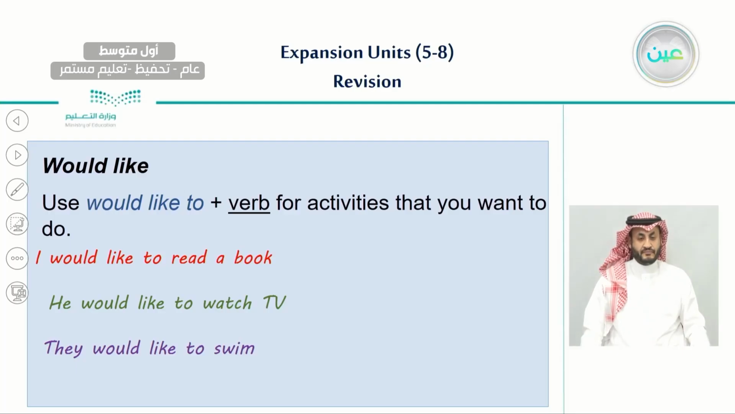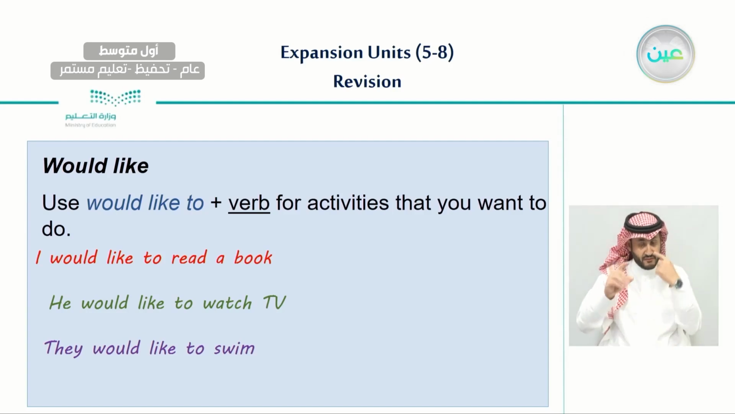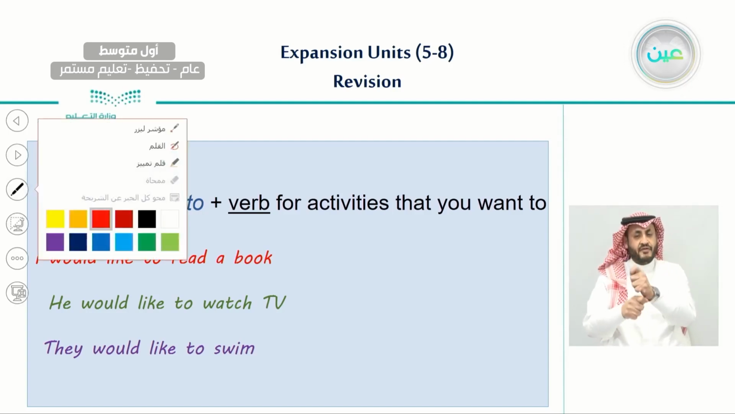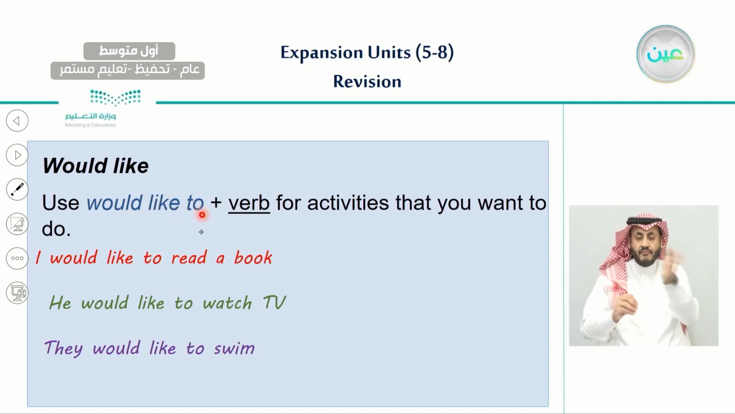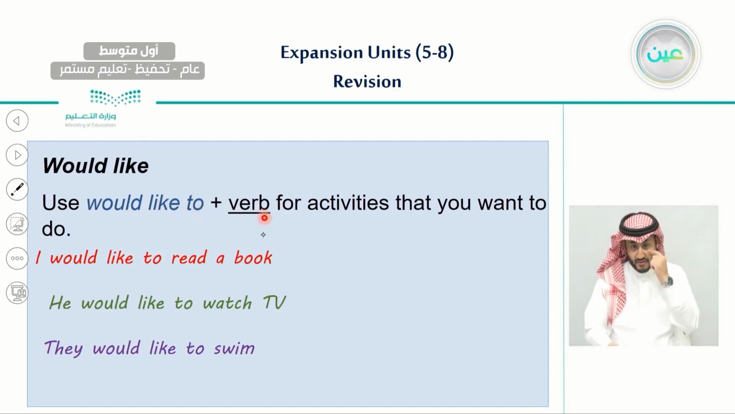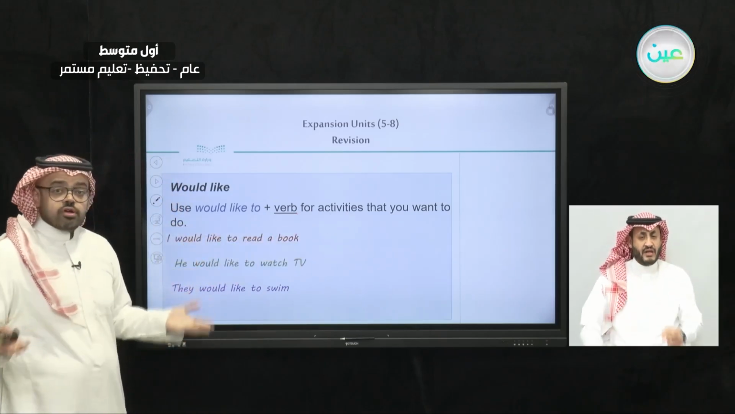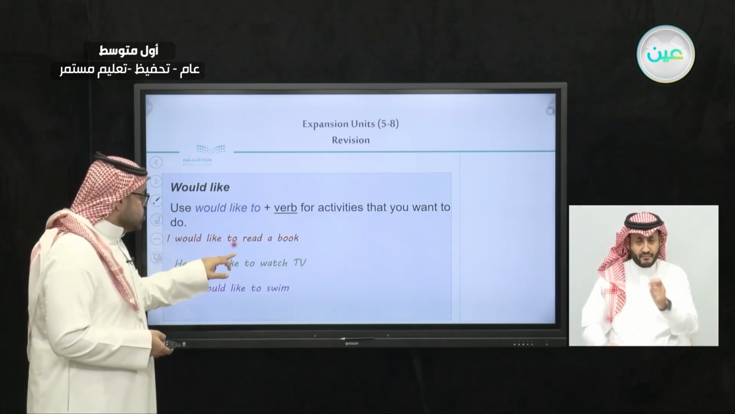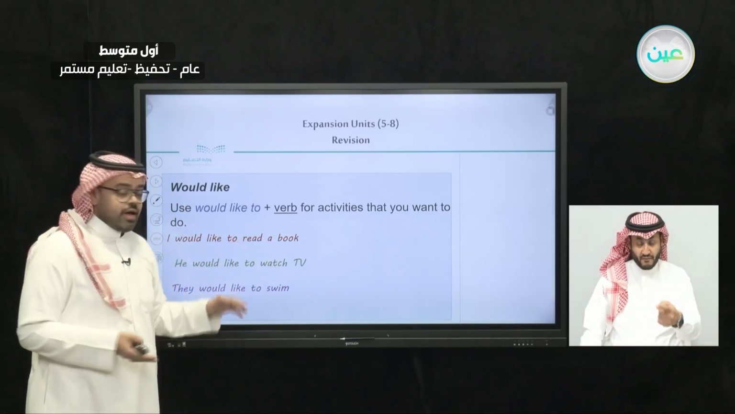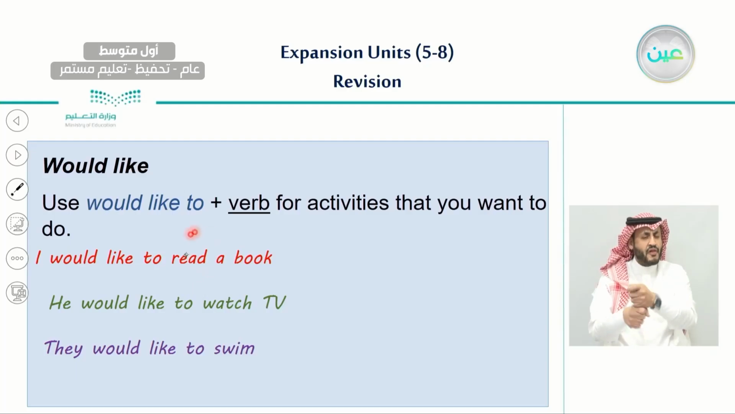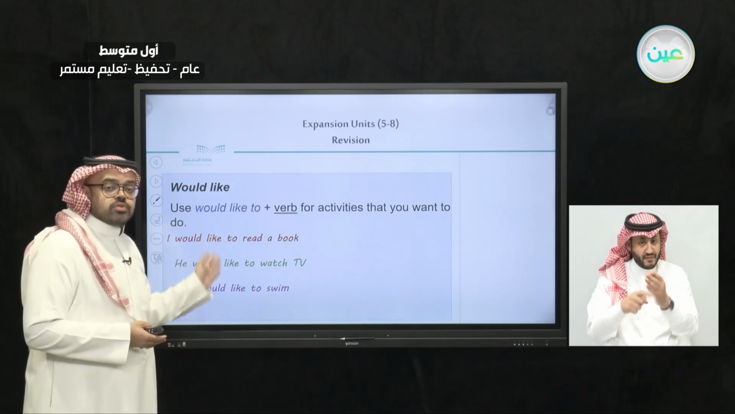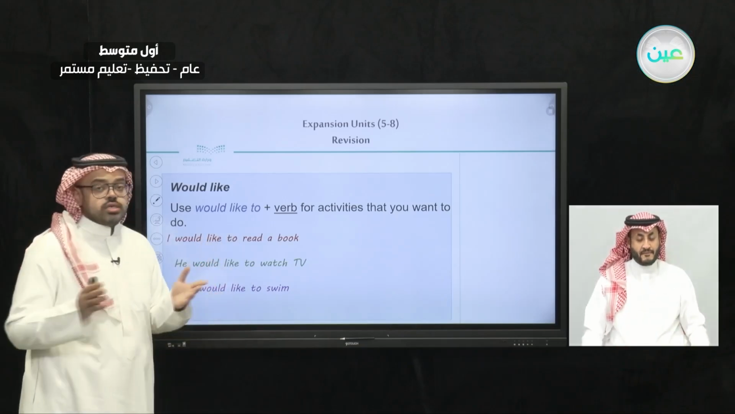And here we have would like plus a verb, not would like only, but would like with the word to plus a verb. So in this one, not only would like, but also to. And when can we use this? We use it if we follow it by a verb, just to talk about the activities that we want to do. For example, I would like to read a book. So here, after would like to, I have added a verb. So after would like to, we add a verb, not a noun.